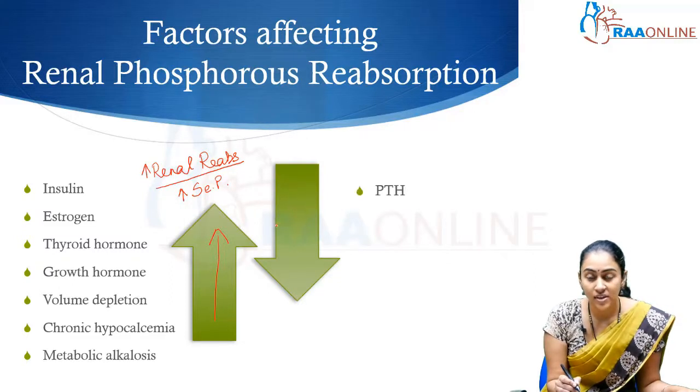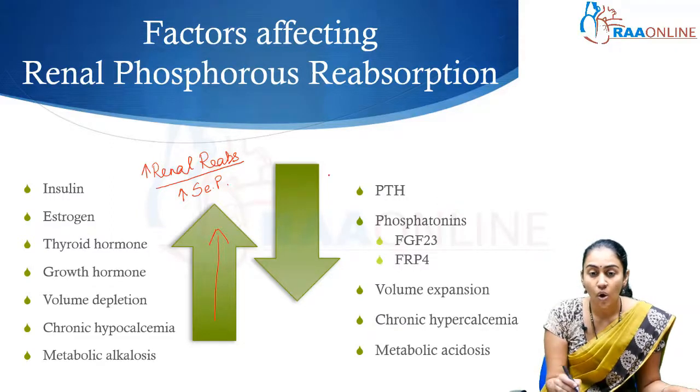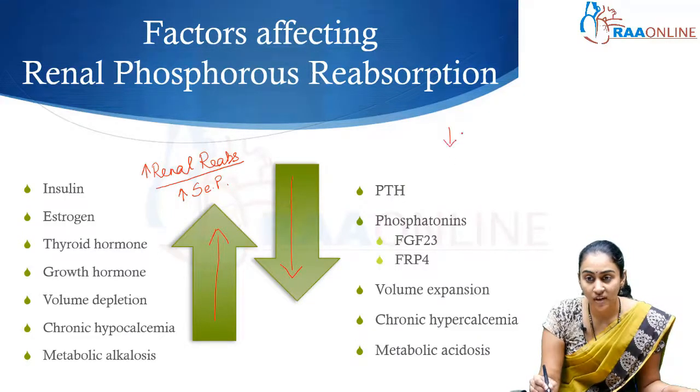Now, what happens on the other side? You have parathormone, phosphatonins, volume expansion, chronic hypercalcemia and metabolic acidosis, all of which decrease the renal phosphorus reabsorption. So, these factors decrease the renal phosphorus reabsorption. Therefore, what happens?